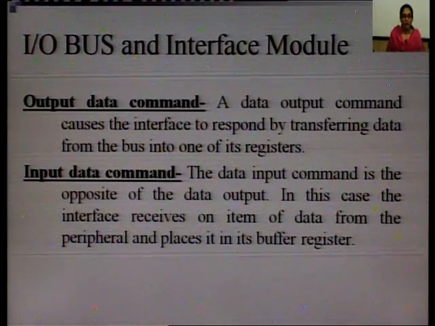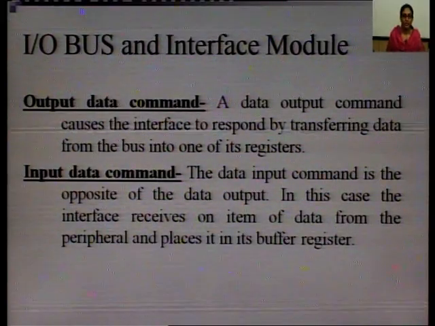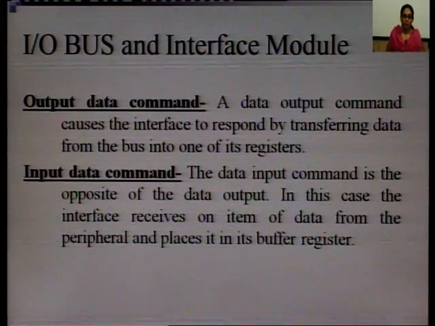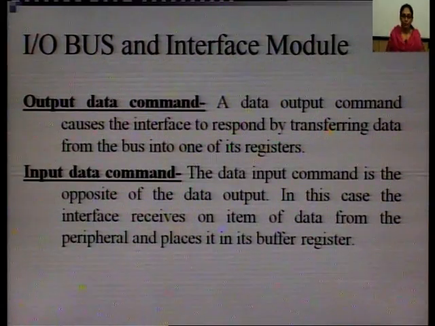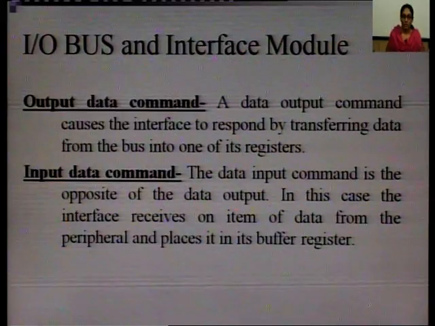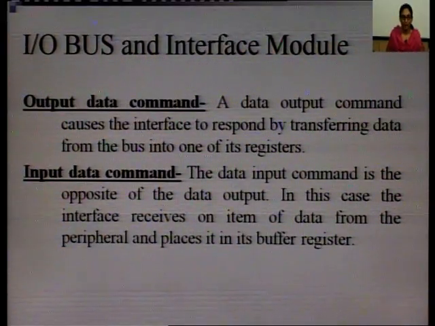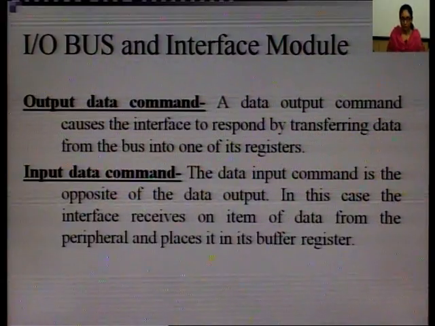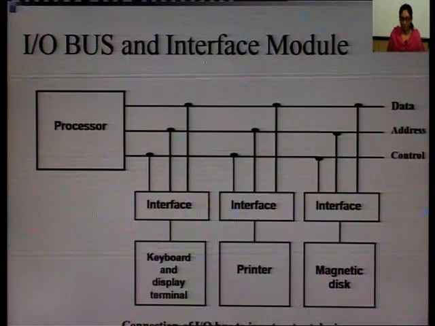The output data command causes the interface to respond by transferring the data from the bus into one of its registers. Fourth and last is the input data command, which is the opposite of the output data command. In this case, the interface receives the data from the peripheral and places it in its buffer register. So these are the input output commands which are used in the interface.